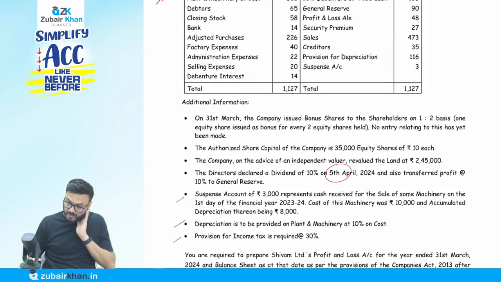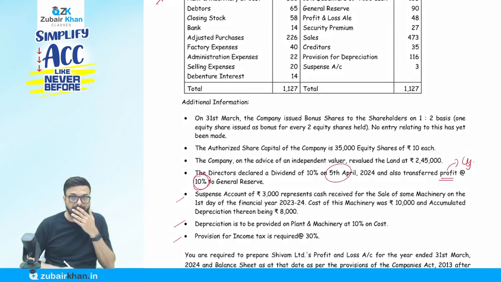This point is okay, but they also transfer 10% of the profit to general reserve. When they say profit, they always mean the profit of the current year, even though they have not mentioned it. Here they're mentioning the percentage. We have solved a similar question earlier also.